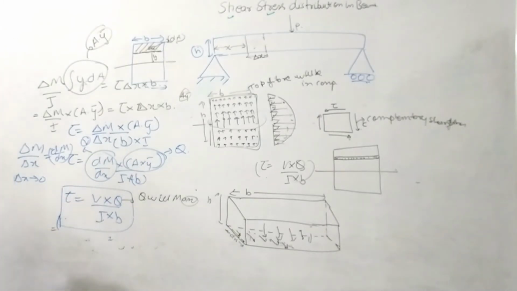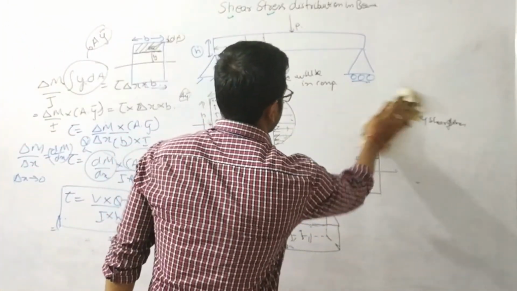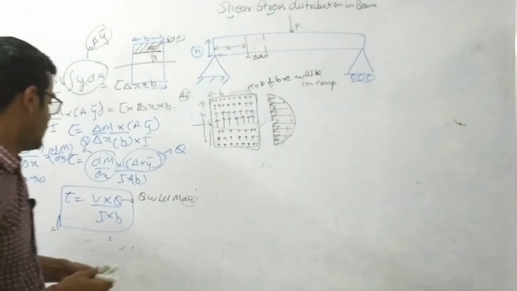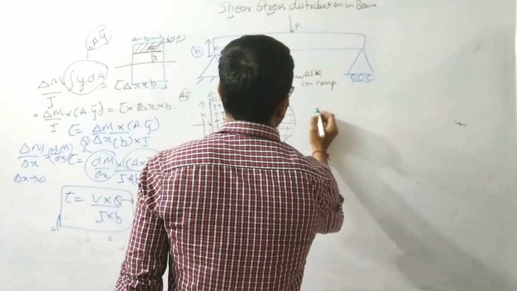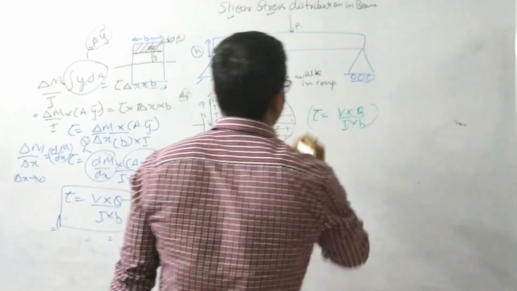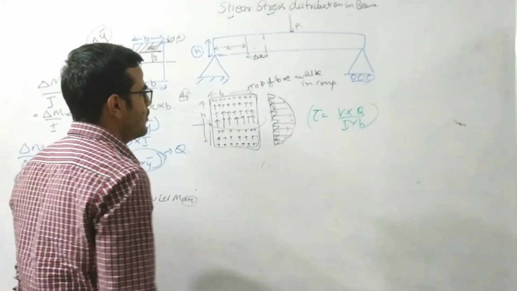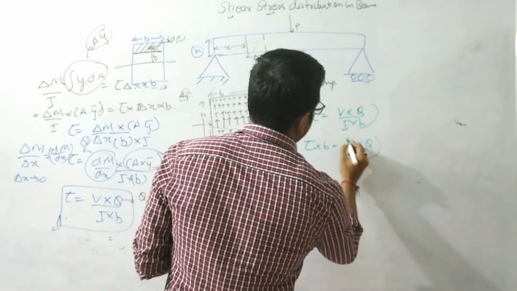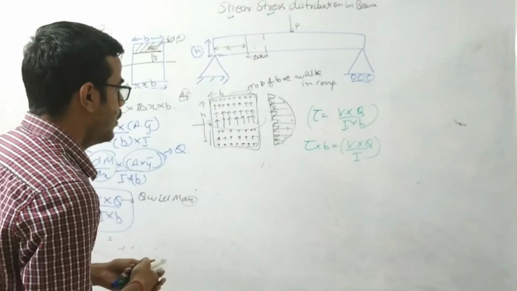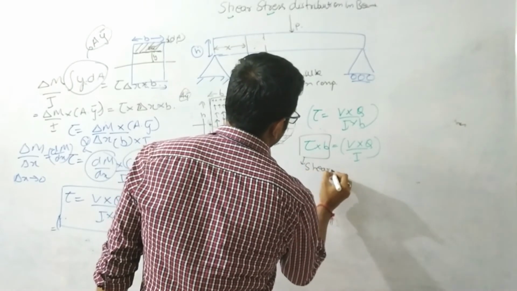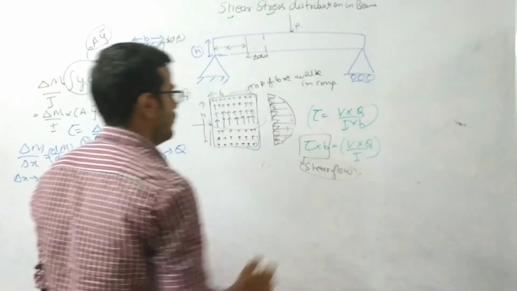Now there is one more term. We have tau equals V into Q over I into B. Now we'll introduce one term over here, tau into B. Tau into B equals V into Q over I. So what is this tau into B? This is shear flow.